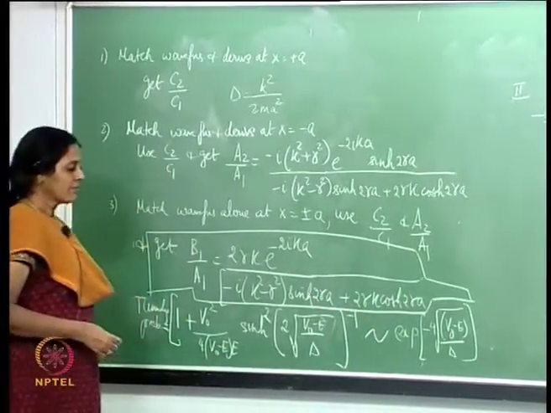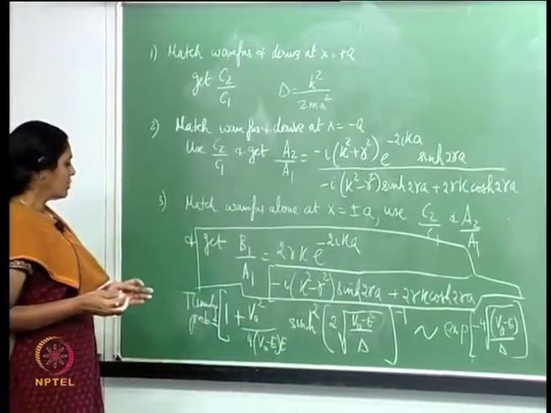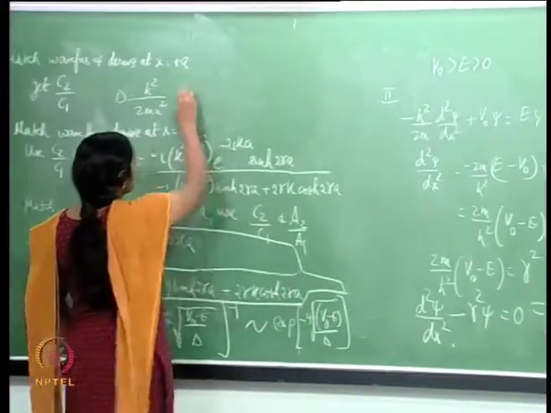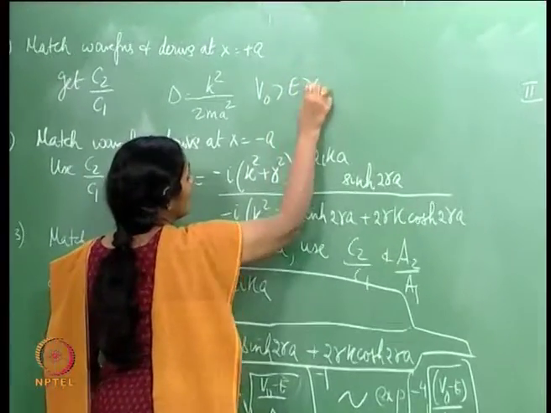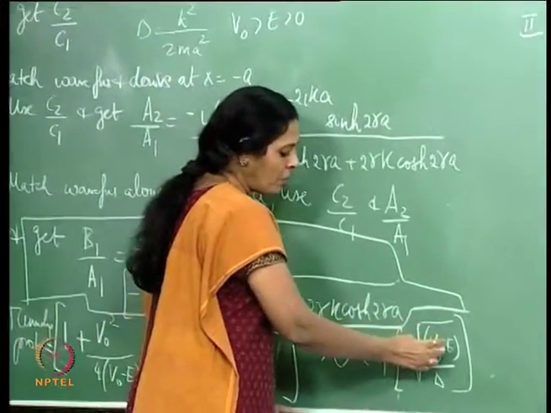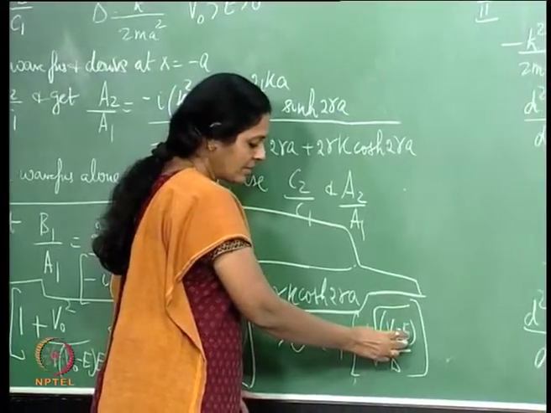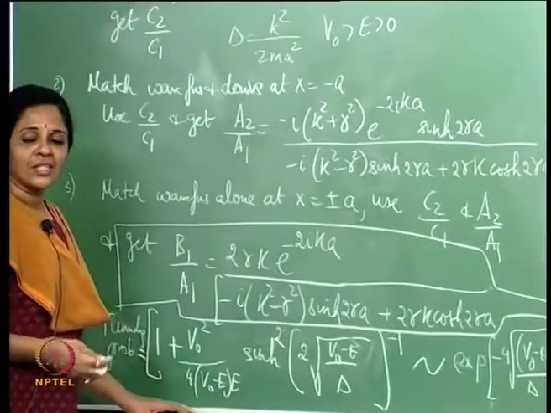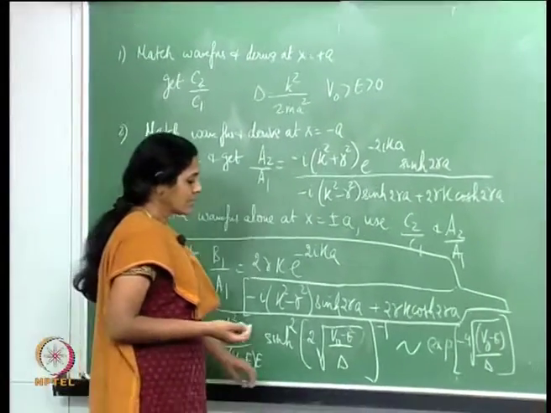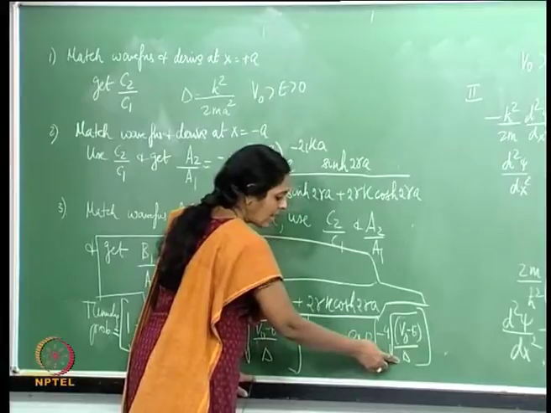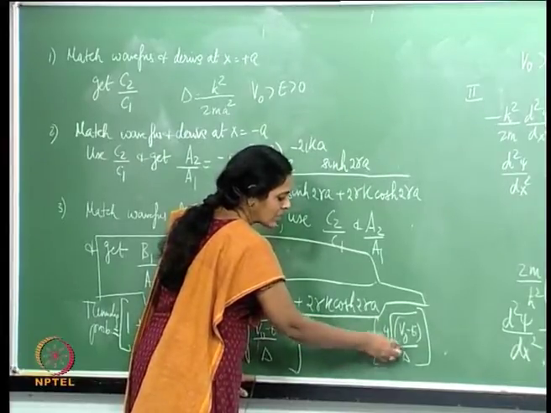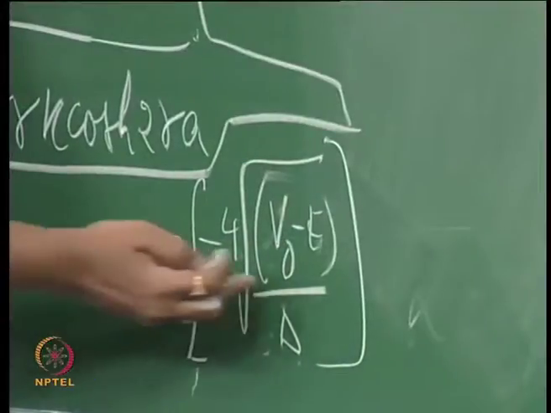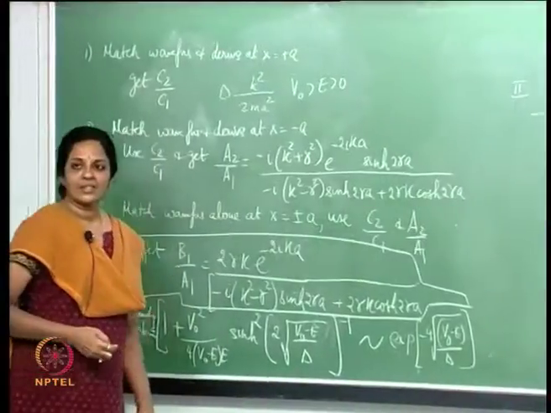which was e to the minus 4 root of V naught minus E by delta. So, this is revealing because it tells me that V naught minus E, remember that V naught is greater than E, which is greater than 0. So, depending upon the energy V naught minus E, there is going to be an exponential fall off of the tunneling. This quantity has to be scaled by delta because it tells me what the deficit energy is in terms of delta, and there is an exponential fall depending on that.